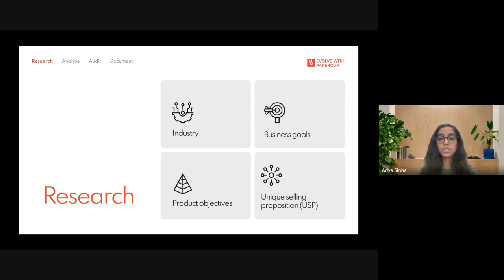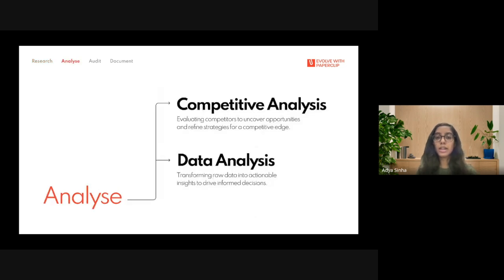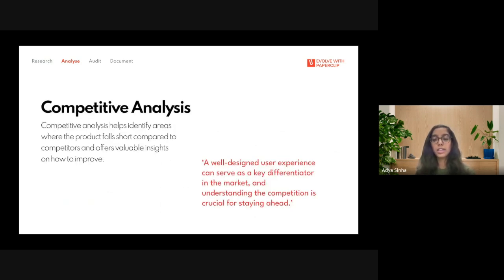Once a solid understanding is developed about the product, transition to the analysis phase, which is further classified into competitive analysis and data analysis. Competitive analysis here helps us identify where the product falls short compared to the competition, and it also provides valuable insights on how to improve, because a well-designed user experience serves as a key differentiator in the market, and understanding the competition can be crucial for staying ahead.